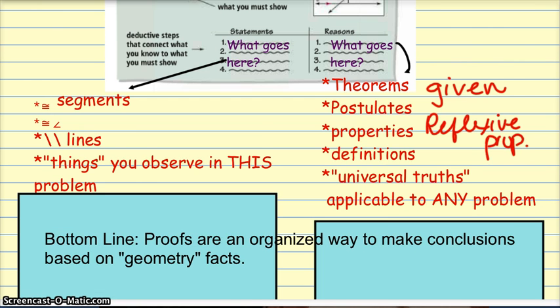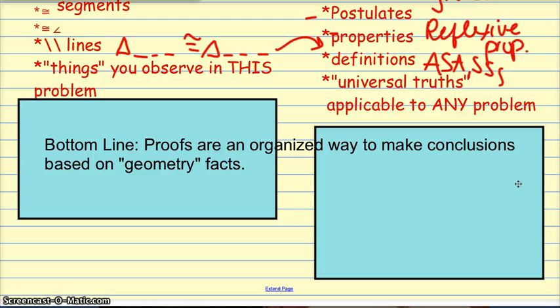If you conclude that two triangles are congruent, well, then you have to tell me why they are congruent. Angle, side, side. All of the theorems, postulates, properties that we've learned throughout geometry are pretty much open for use. Bottom line, proofs are an organized way to make conclusions based on geometry facts.